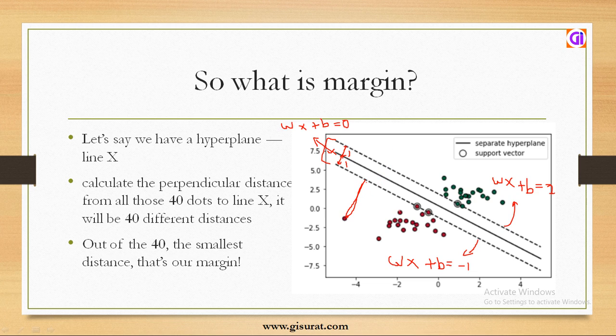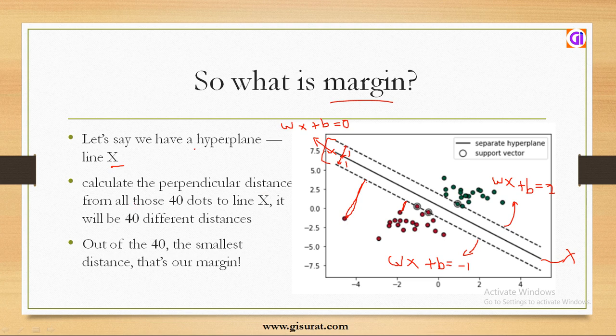So the perpendicular distance of any dot from this line, the distance at a 90-degree angle, that is actually known as the margin. That is it. So now let's consider we have a hyperplane line X. So this is nothing but an X line. Okay, this is the X line.